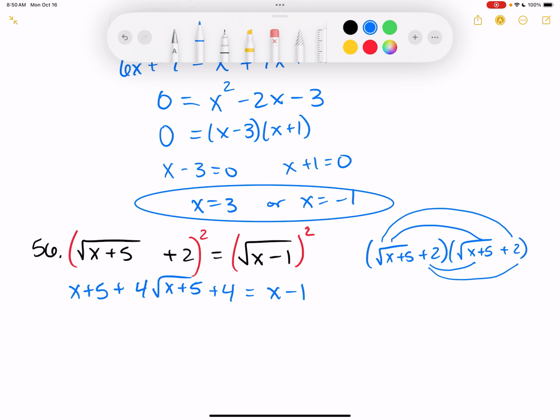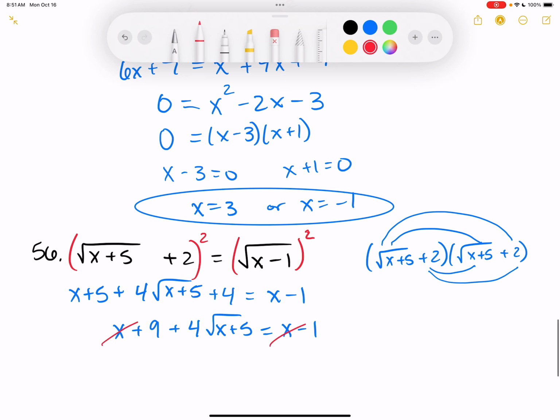So now I'm going to simplify and then move stuff over. I basically got x plus 9 plus 4 square root of x plus 5 equals x minus 1. Then if I subtract, the x's go away, they cancel each other out. And then negative 1 minus 9 is going to be negative 10. So I got 4 times the square root of x plus 5 is equal to negative 10.